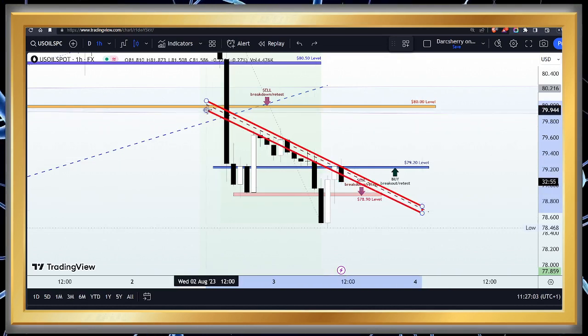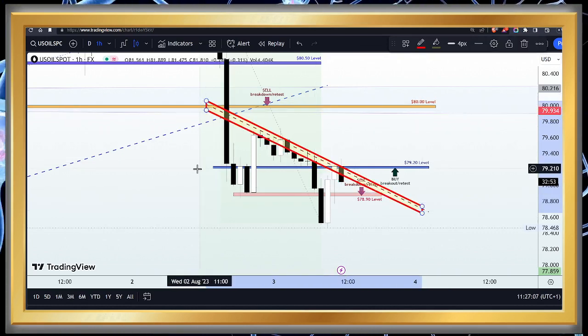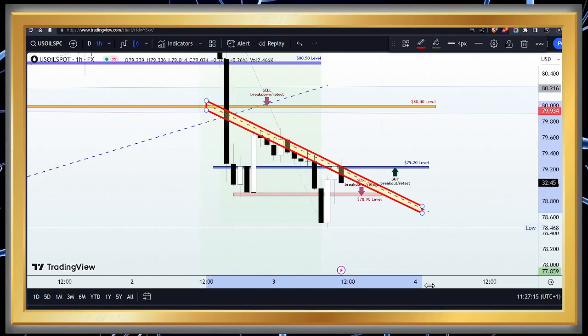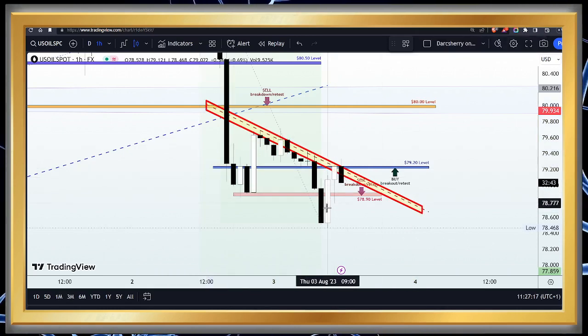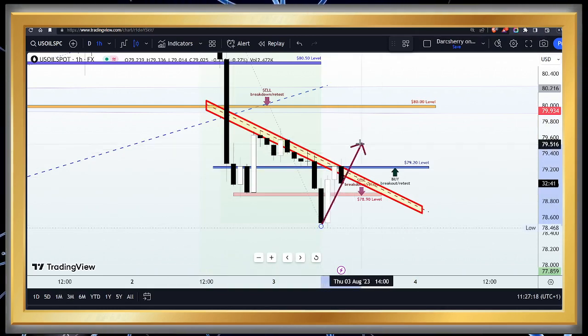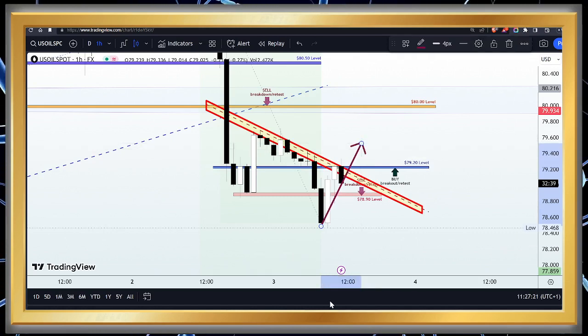As we all said, as long as price remains below the trend line, we'll feel comfortable selling the US oil spot. But if at any point in time during the New York session today, price action breaks out of that descending trend line, then at this point we want to start considering buying the US oil spot. Now remember that we are not going to be getting too excited to join right away, so we are not having a buy stop order there.